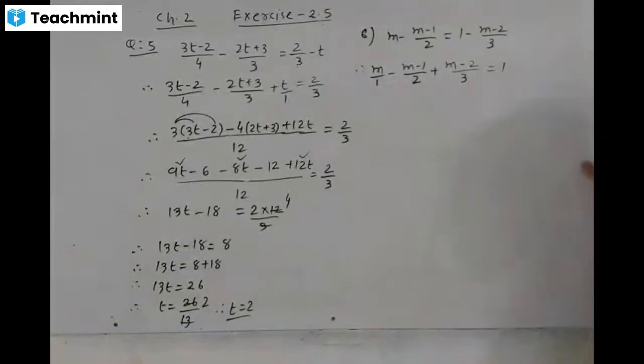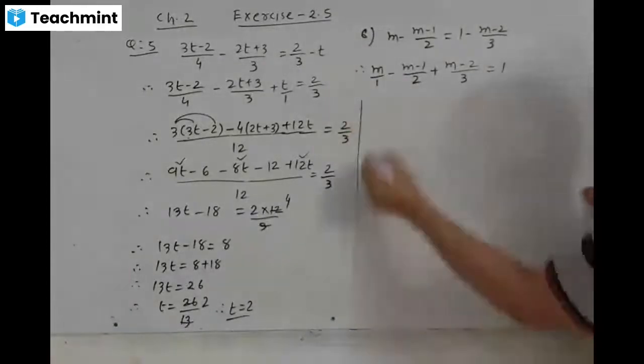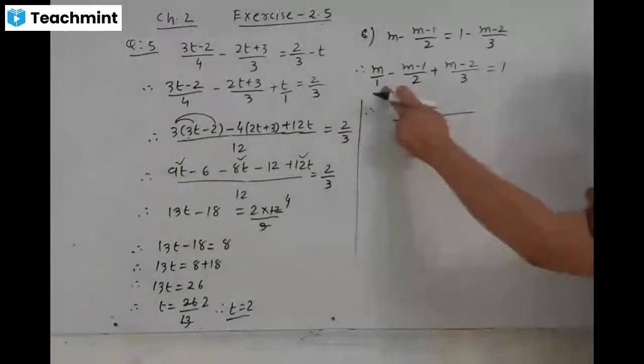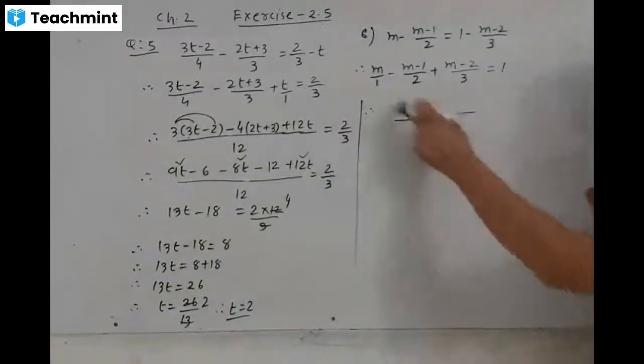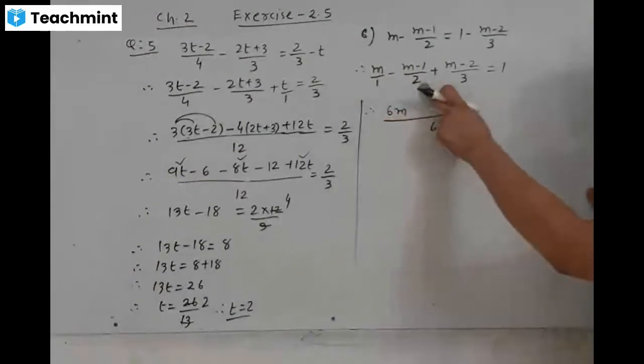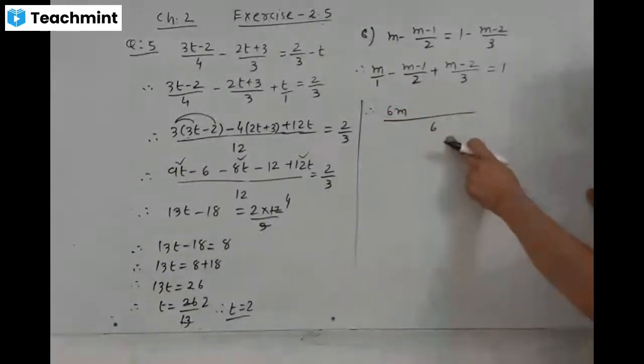What is the LCM of 1, 2 and 3? That is equal to 6. 6 होगा LCM. तो 1 को किससे मल्टीप्लाई करेंगे? 6 आएगा. 6, that is equal to 6m. Which number do we multiply to? That is 6. That number multiplies by 3.